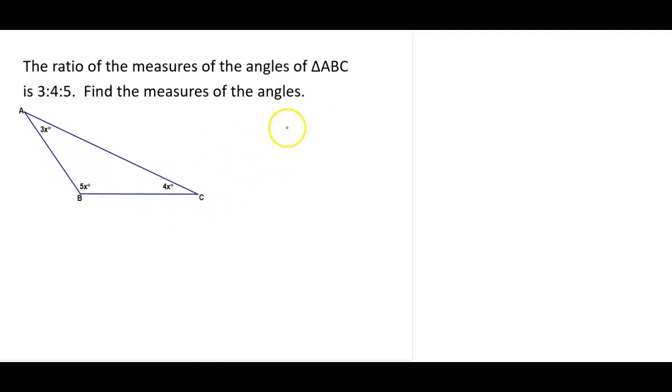Now what do we know about all 3 angles of a triangle? All 3 angles of a triangle add up to 180. So in this case, we add them all up to 180. We get 12x equals 180. Now, when we divide by 12, we get x is equal to 15. So basically, the measure of this angle, 3 times 15, is 45 degrees. 5 times 15 is going to give me 75 degrees. And 4 times 15 would be 60 degrees.